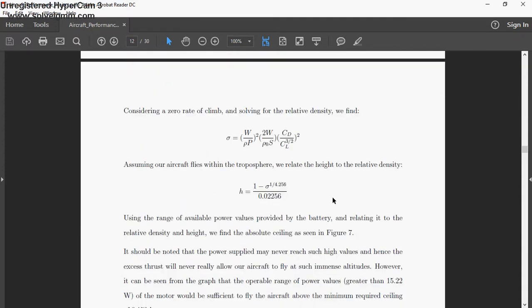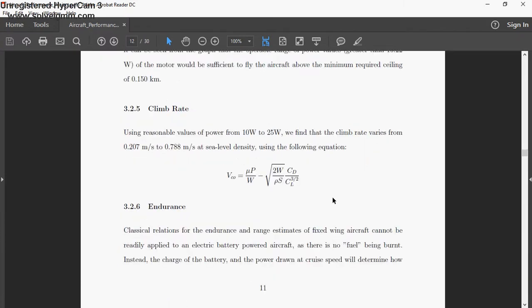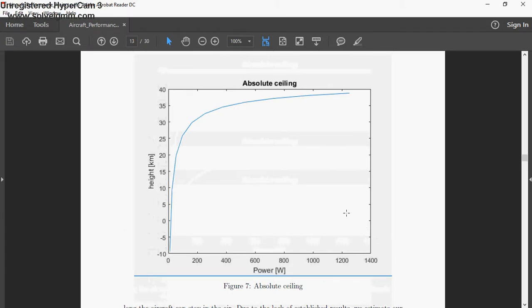By using the range of power values that were provided by the battery using eCalc, we managed to create the following graph using MATLAB. Even though our absolute ceiling is shown to be 40 kilometers, it is unrealistic as the battery would never be able to supply such high current values due to overheating. However, at more realistic values, we see that the required ceiling of 150 meters can be met as long as we provide a value of 15.2 watts from the motor.